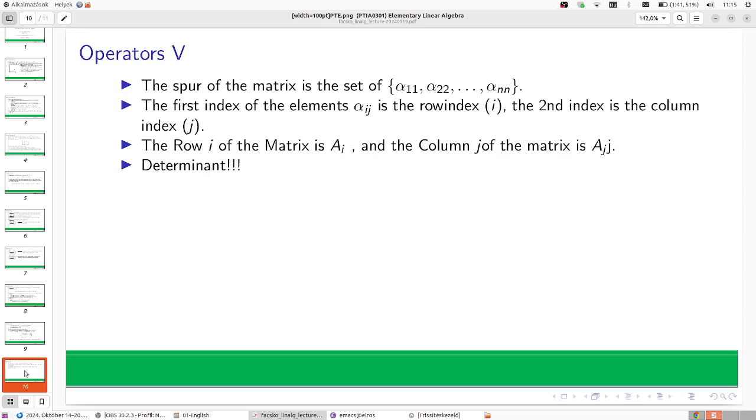You just add the elements, nothing else. Can we also multiply them? Sorry? Can we also multiply them? Yes, that will be the last one. And you can do a lot of other things with them.